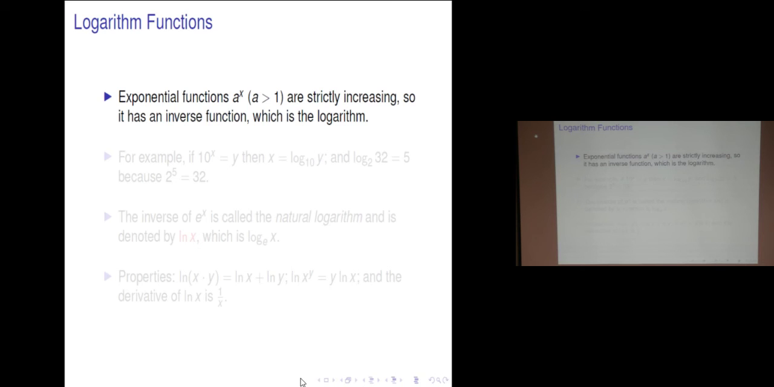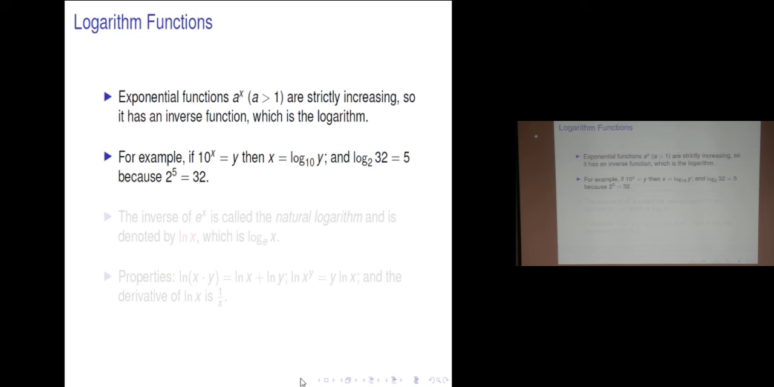Exponential function a to the x, if a is bigger than 1, is strictly increasing. So you can find its inverse, right? The inverse is called a logarithm. For example, if 10 to the x equals y, then x is the log base 10 applied to y. The inverse function means if you know the value, you want to find the argument. The argument is x, so x is log 10 y.